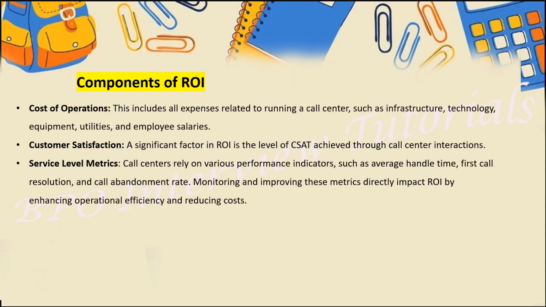Let's move to the components which will help in getting a return on investment, guys. I don't want to say impact here. I'll say the factors which will help us in improving the ROI of any company. The first one is cost of operation. So basically, see here, guys, we have to focus primarily on the cost of the operation.